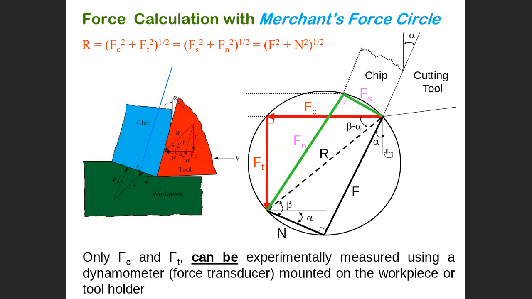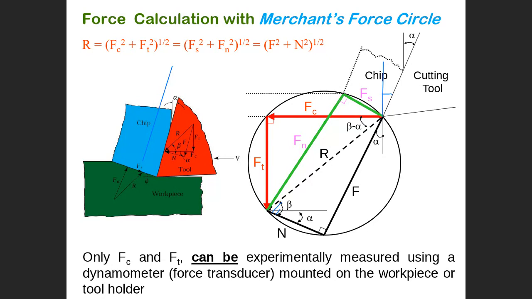Angles here you can see, if you have a vertical line here with a tool, this angle is alpha. You can see this is alpha, this is alpha. Okay, this angle here, we call it beta.